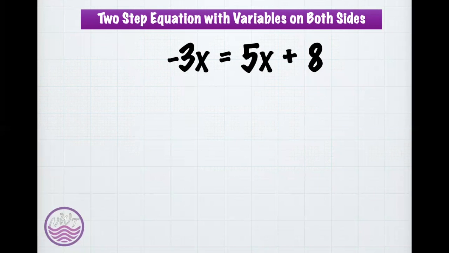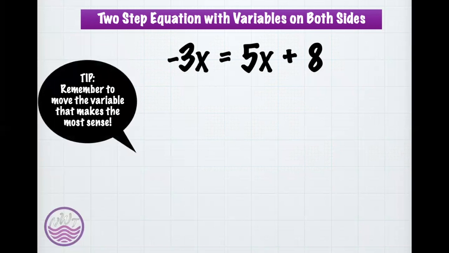Let's try another example. I have negative 3x equals 5x plus 8. In this specific situation, the tip is to remember to move the variable that makes the most sense. In the last question, we moved the smaller variable. And yes, in this question, the smaller variable is negative 3x, so I would add 3x to both sides. But then you end up adding 3x to both sides, and there's nothing left over on the left side. So it doesn't really make sense, because you need to have something on each side.